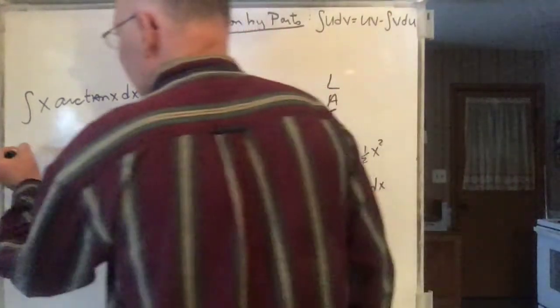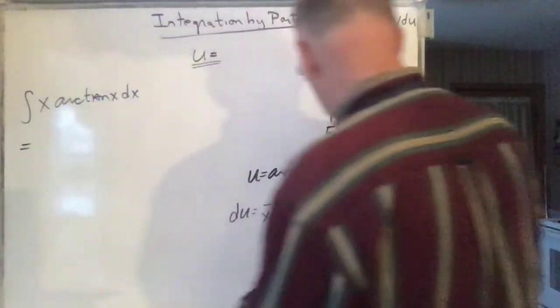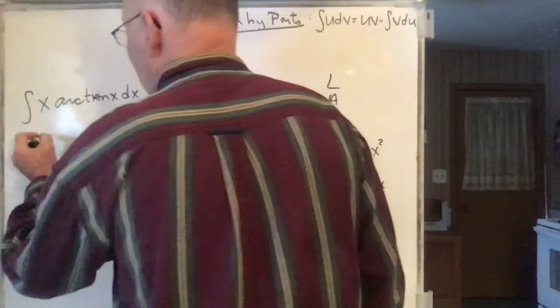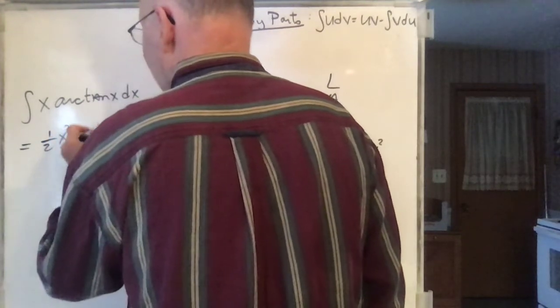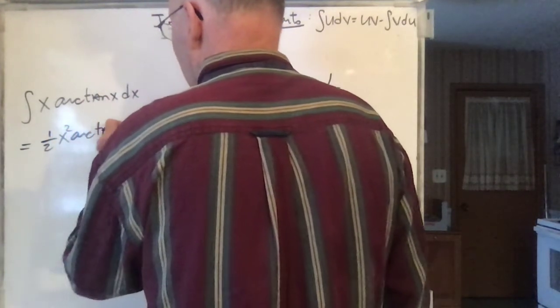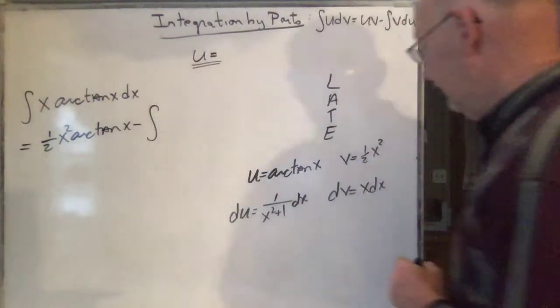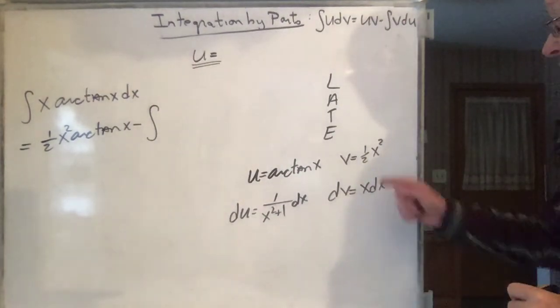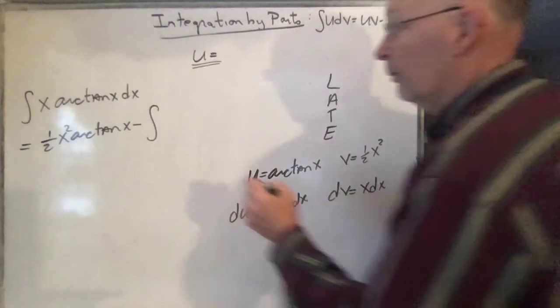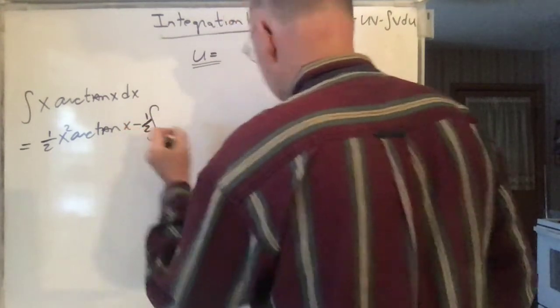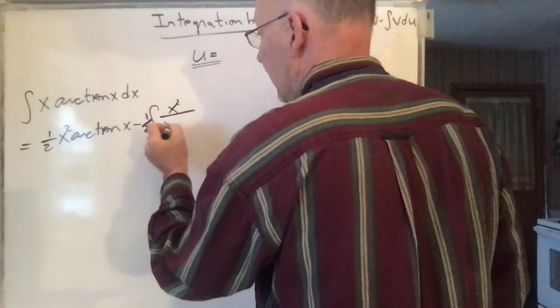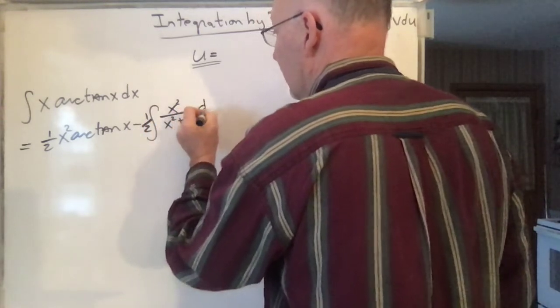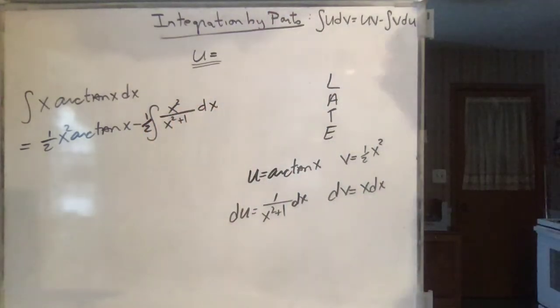Okay, so what does the integration by parts say? It says uv, 1/2 x squared arctan of x, minus the integral of v du. So what's v du? It's going to be right here. I can bring the 1/2 out front. It's going to be x squared over x squared plus 1 dx. Okay?